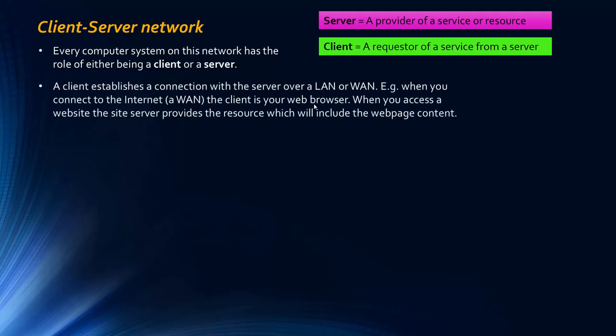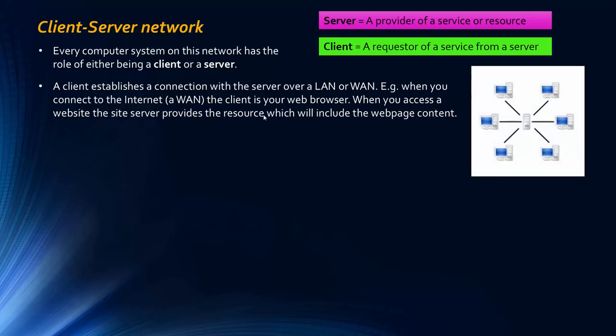So in a client server network, as you'd assume, they're either going to be a client or a server. The way it works is the client establishes a connection with the server over whatever network it is. So it could be a LAN, it could be a WAN. In terms of a wide area network like the internet, when you connect to the internet, the client is usually your web browser. And so when you access a website, the site server provides a resource, which will be the web page content in HTML.